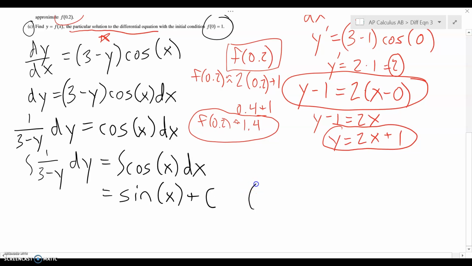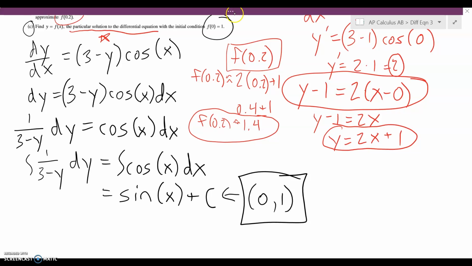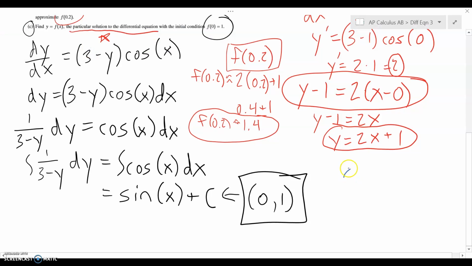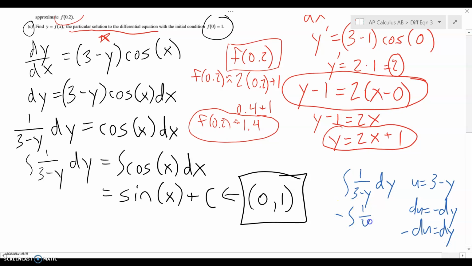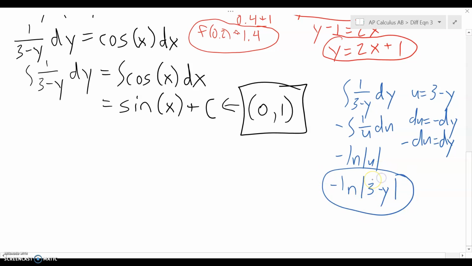And again, what we're going to do is look to incorporate that (0, 1) initial condition to get c. But to do that, I need a left-hand side. Technically speaking, because we have all these wonderful colors, let's use a new one. We're integrating 1 over 3 minus y. You are here using a u substitution of u equals 3 minus y, which means du equals negative dy, or negative du equals dy. So we've got negative 1 over u du, and that's going to be negative ln of u, and then u is 3 minus y. That's the thing that's happening over on the left-hand side.